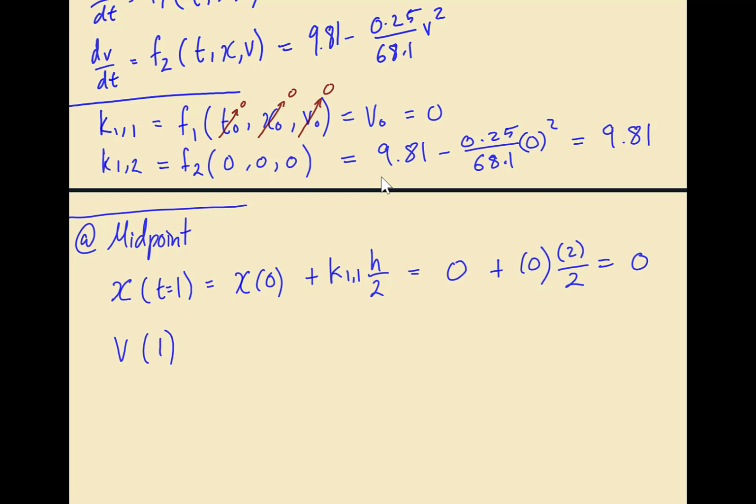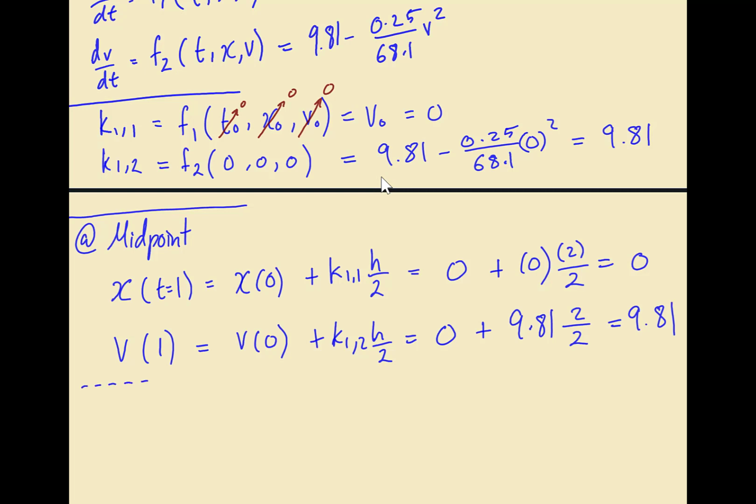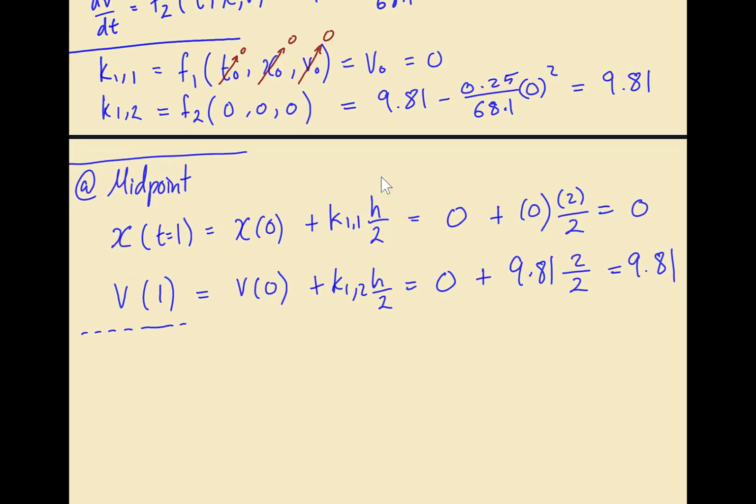Now we'll look at the velocity at time equals 1, or the midpoint. So this is going to be v naught plus k12 times h divided by 2. v naught is still 0, k12 is 9.81 times h, which is 2 divided by 2. So this is 9.81. So now we have these midpoint values, and the midpoint time is time equals 1. So then we go to k2. We can draw this dashed line here.